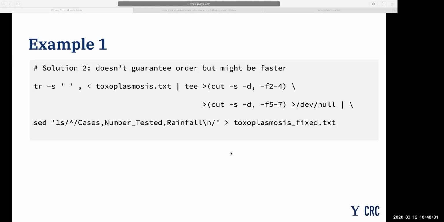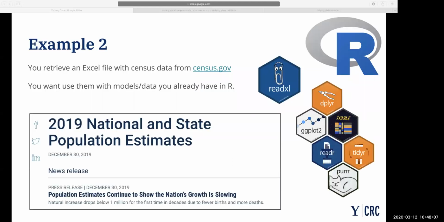Okay, I will now move on to example number 2, which is my R example. What I wanted to do is just go grab a piece of data from census.gov. They periodically release per state and region estimates of population, in between the times when the census actually happens, which is exciting if you care about these sorts of data, because it's happening very, very soon.